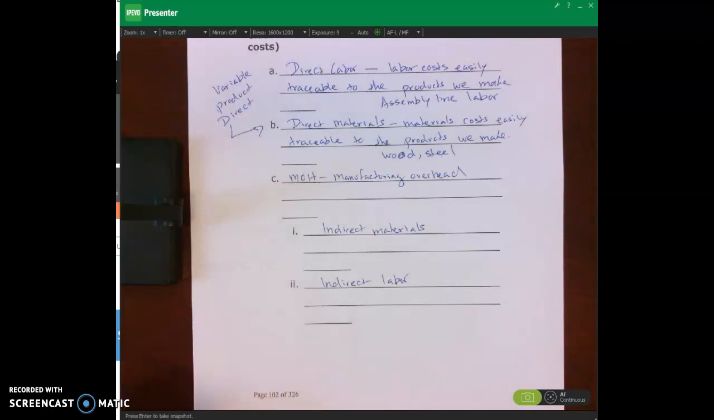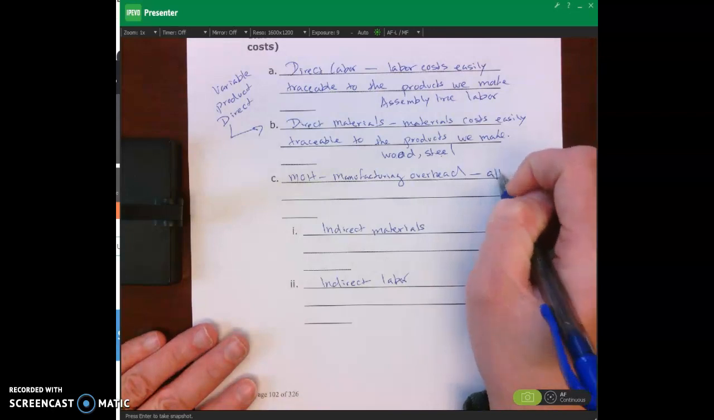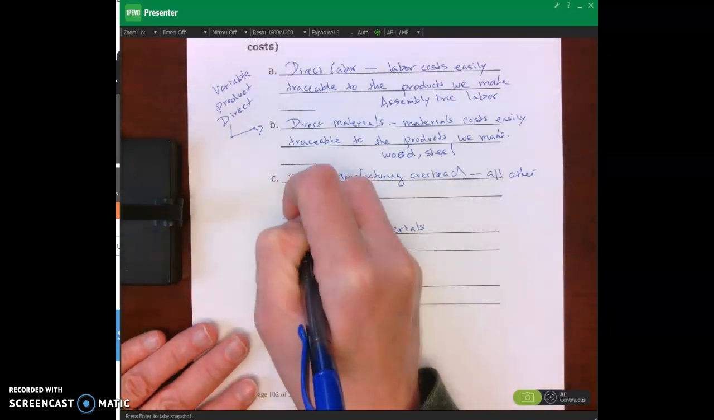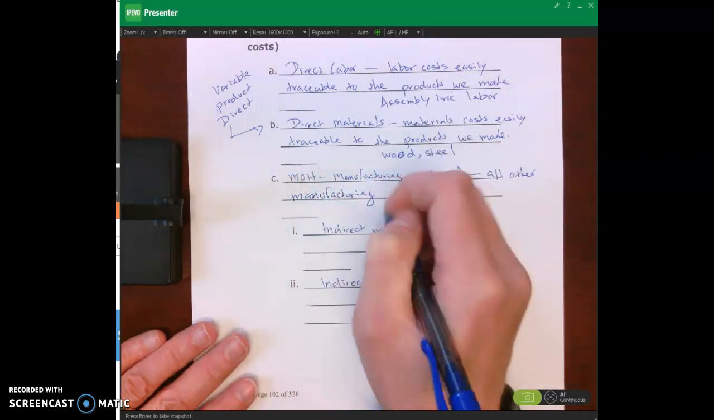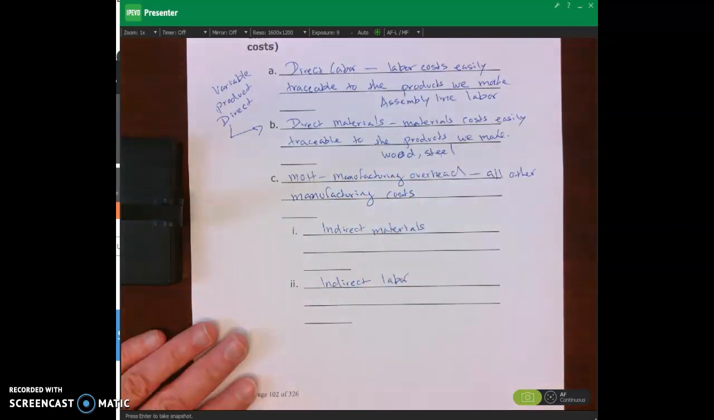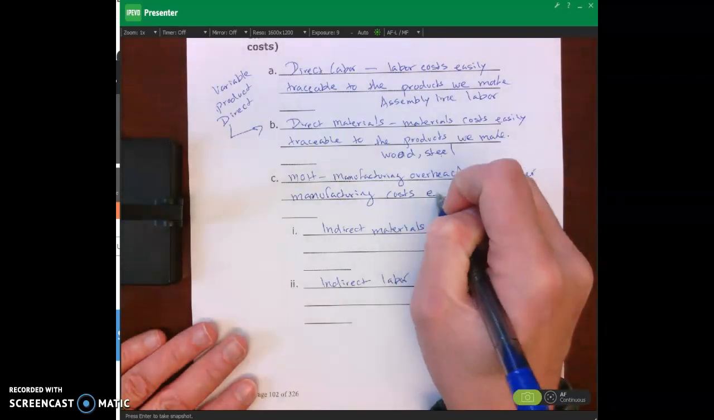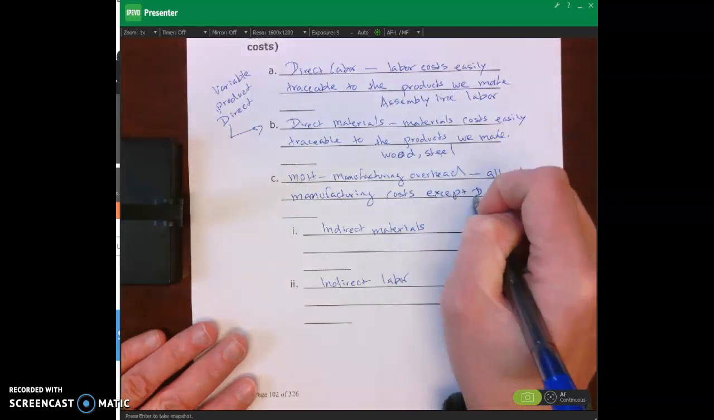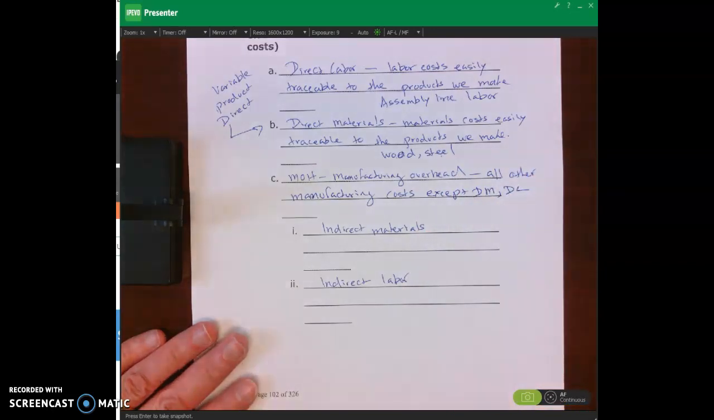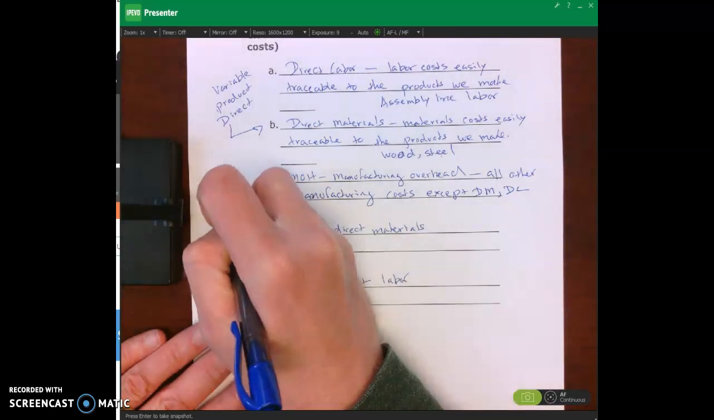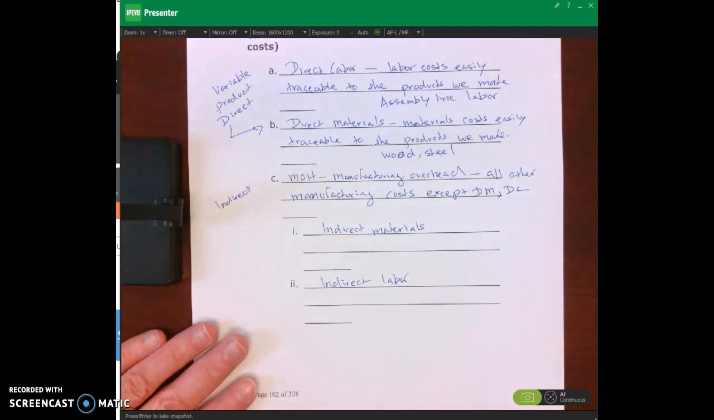We also have manufacturing overhead. All other manufacturing costs besides direct materials and direct labor. Okay, or I'll say except direct materials DM, direct labor DL. So overhead is an indirect cost.